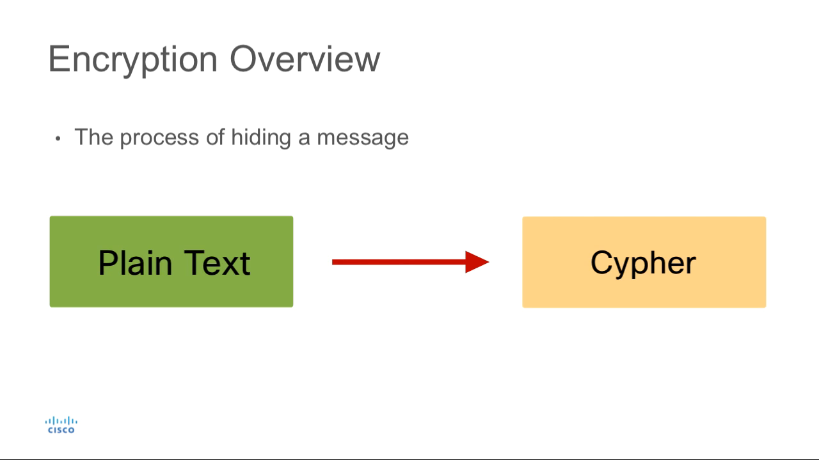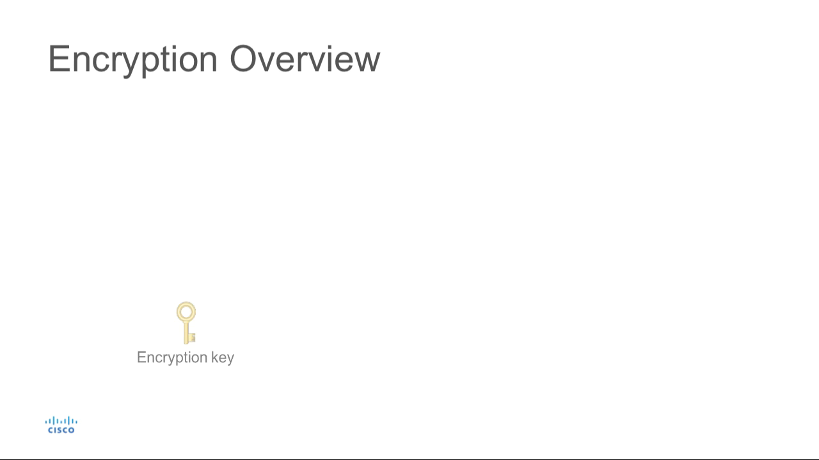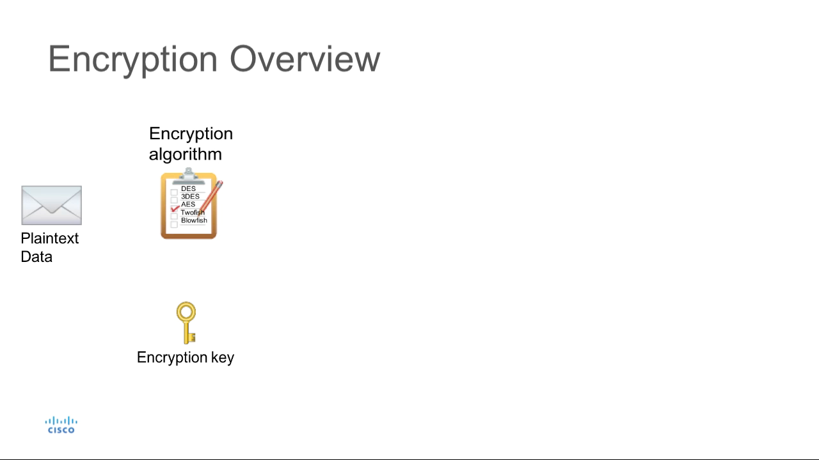Just to give you an example of how this process might go, we'll take a look at the process. You're going to need an encryption key and an encryption algorithm. The encryption algorithm that we might choose could be triple DES or AES. Whatever the case may be, we need an encryption key and an algorithm. We're going to take that plain text and, using our Cisco IOS software feature, run that plain text through the encryption algorithm using the encryption key, and then we'll come out with ciphertext.